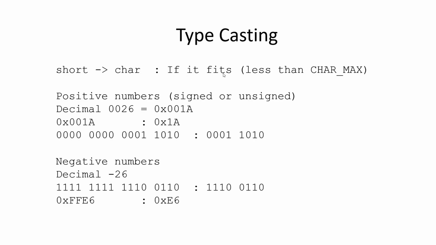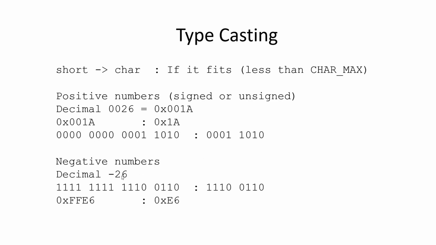First, I'm going to do an example where it fits, so any number that's less than char max, or less than 127, isn't really going to be a problem. As an example, for a positive number, signed or unsigned, they're the same representation. Decimal 26 is 001A as a short, and here's the binary representation of that short and of the char. All we need to do is chop off the leading zeros, and we can represent this. Exact same thing with the negative numbers.